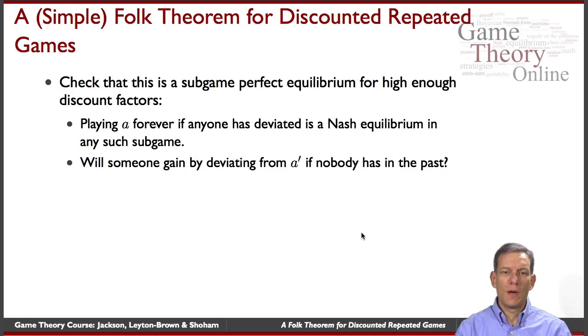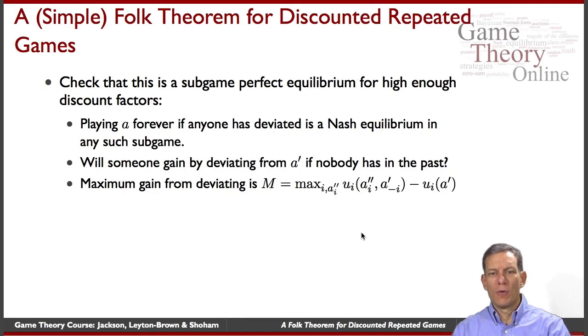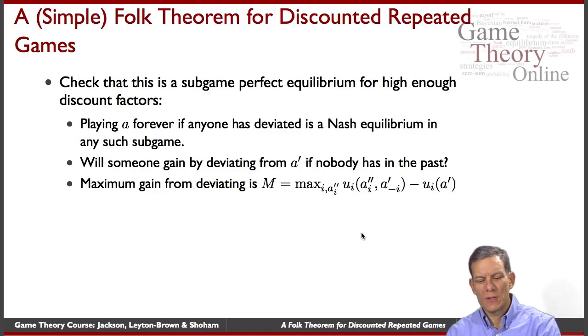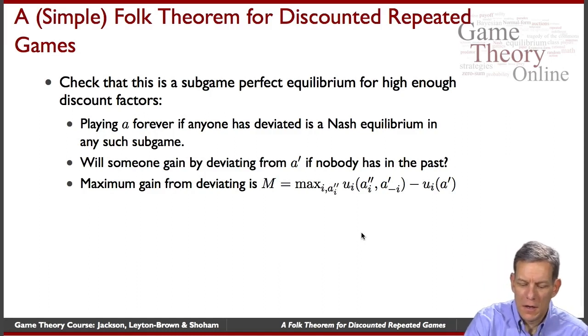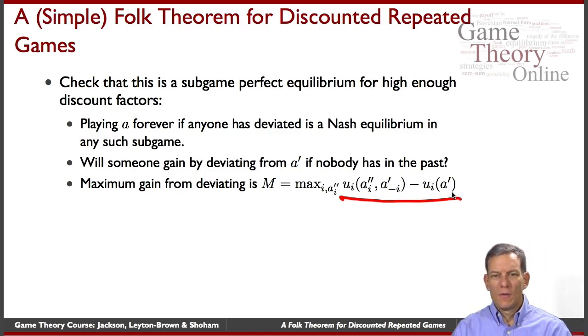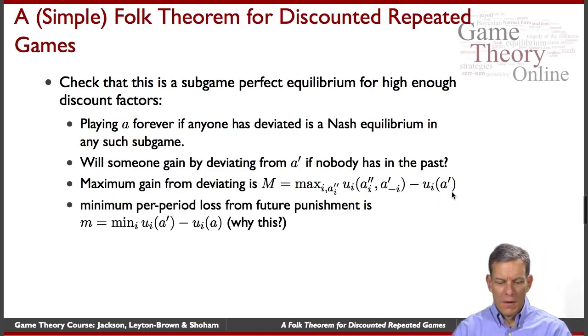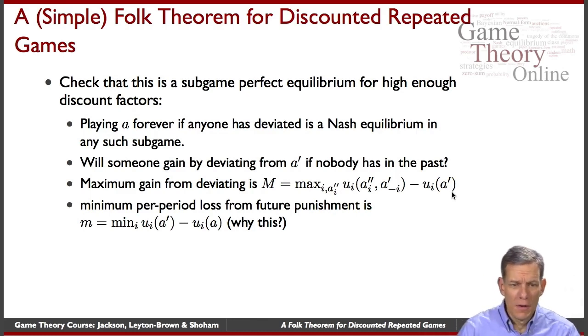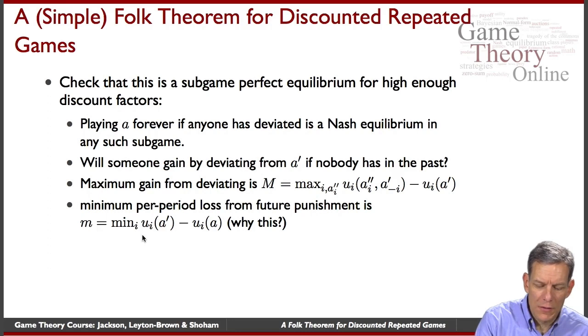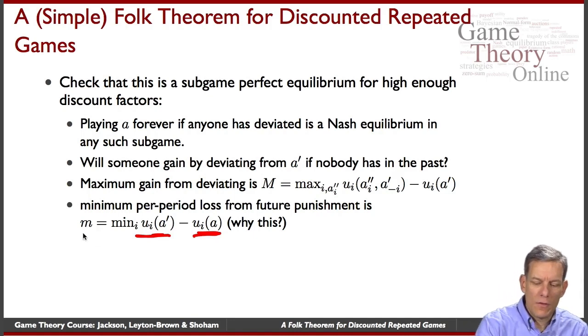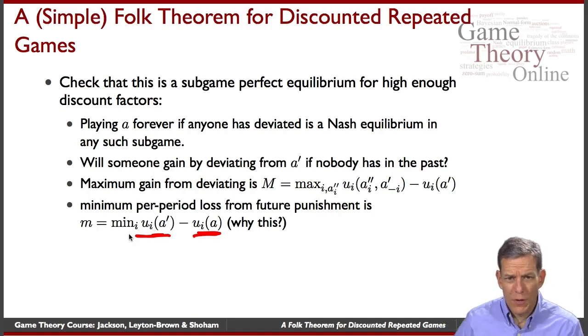So we need to check, will anybody want to deviate from A prime if nobody has in the past? And we can bound the gain. An upper bound on the gain is the maximum over all players and all possible deviations they could have of the best gain in payoff that they would get from that. So that gives us a maximum possible gain, M. This is the maximum they can gain from today. We'll compare it to the minimum they could lose from tomorrow. The minimum they could lose is, instead of getting A prime, they're going to go to A, and we take the minimum across different players for this.